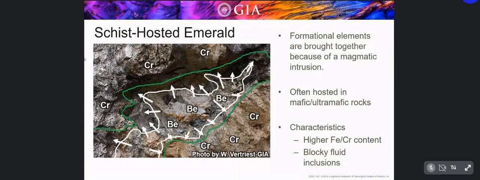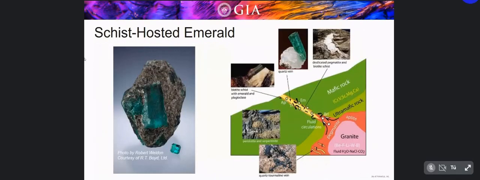And the schist-hosted emeralds, obviously a schist is a rock that's dominantly composed of micas, right? And so these schists form when you have an ultramafic body, an intrusive ultramafic body that has been intruded by a pegmatite. And so in this case, obviously the pegmatite is bringing in this chemical component of beryllium, and the ultramafic rock surrounding it that is being intruded, that's the source of the chromium that's giving the green color to the beryl that would have been formed in the pegmatite.